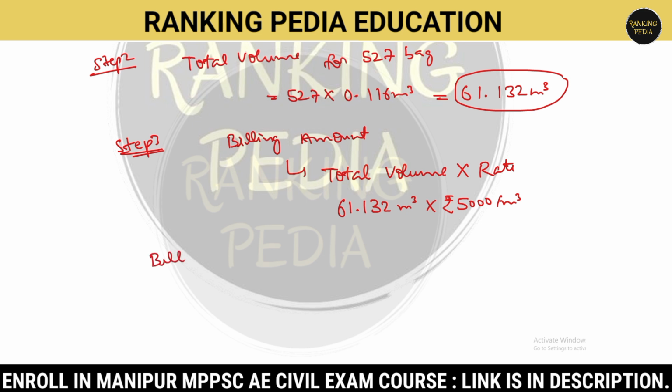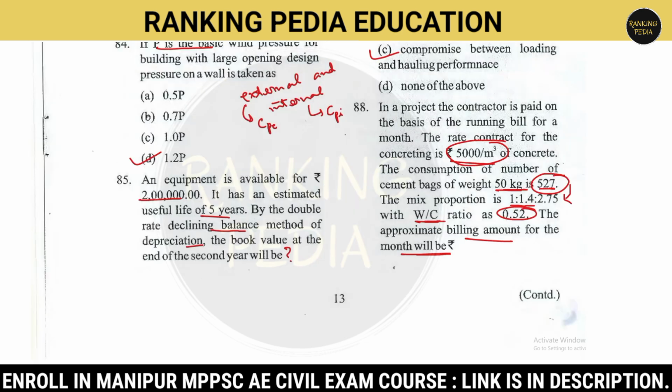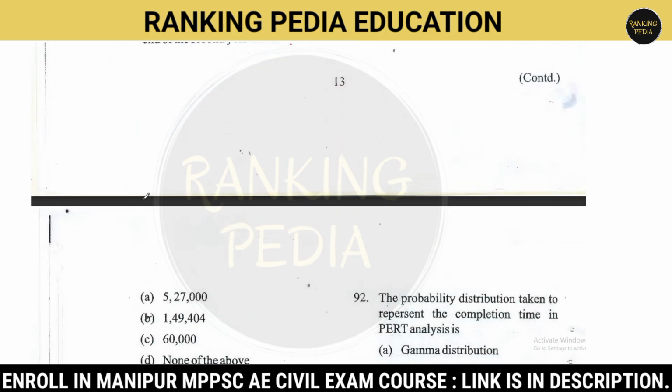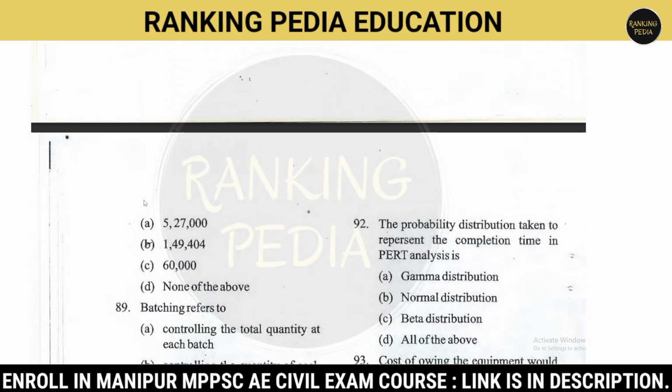Billing amount, what is the value? 61.1 times 5,000, which is approximately 3 lakh 5,660 rupees. That is the billing amount. Which of the following options matches 3 lakh 5,000? None of the other options match. Option B is correct. Yes.